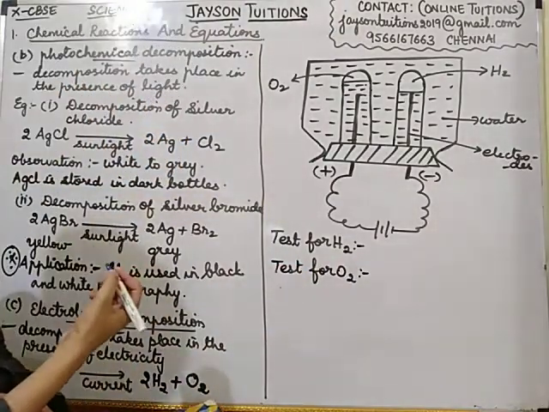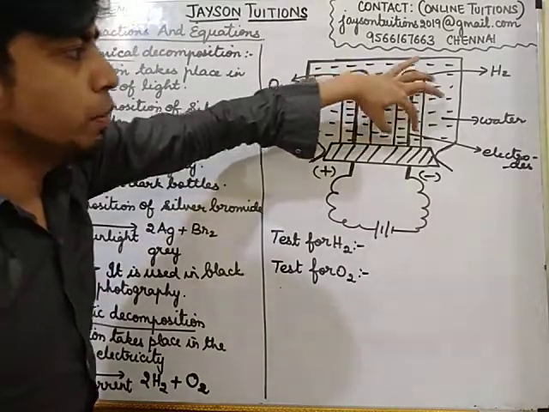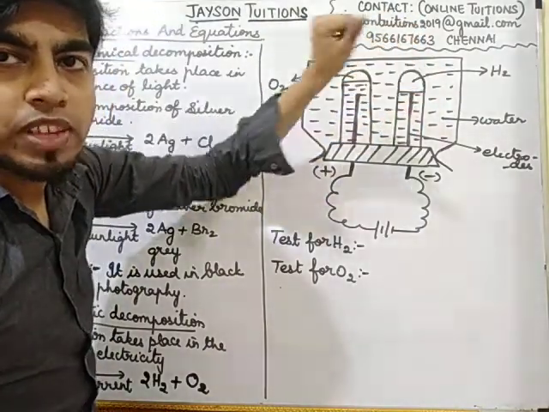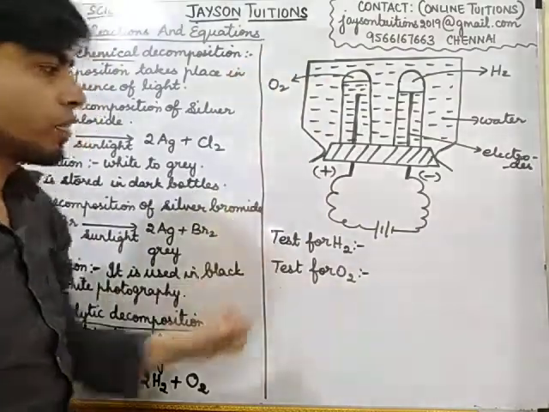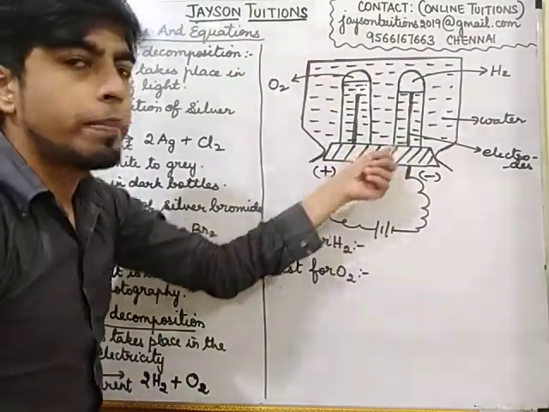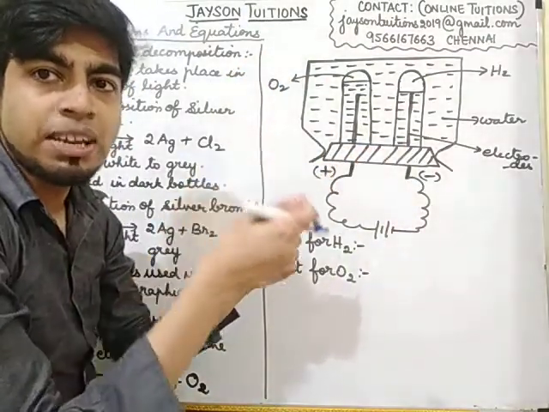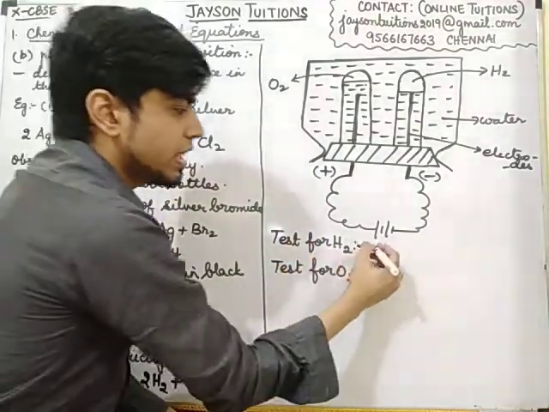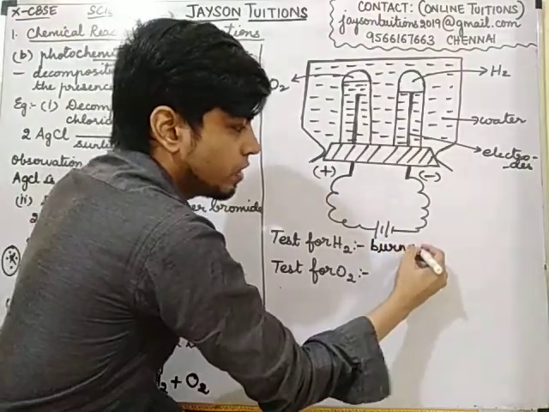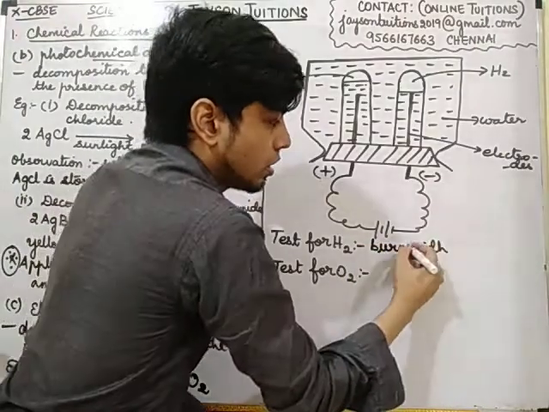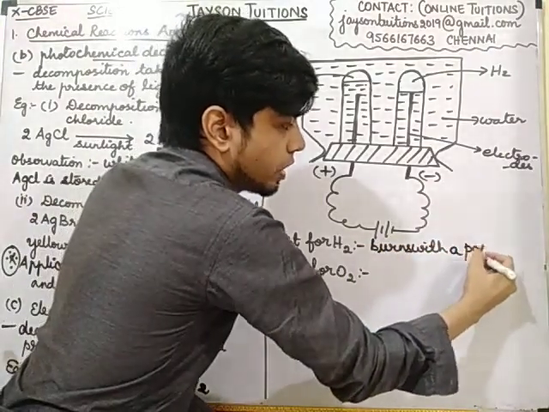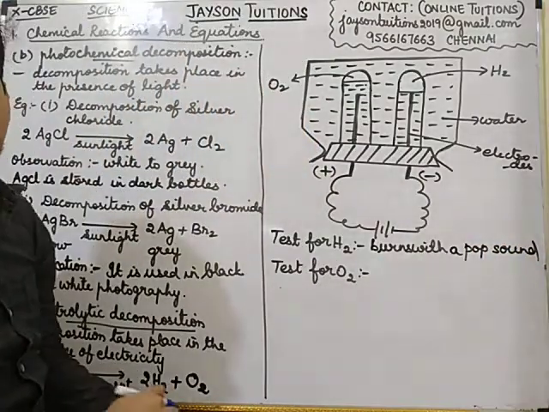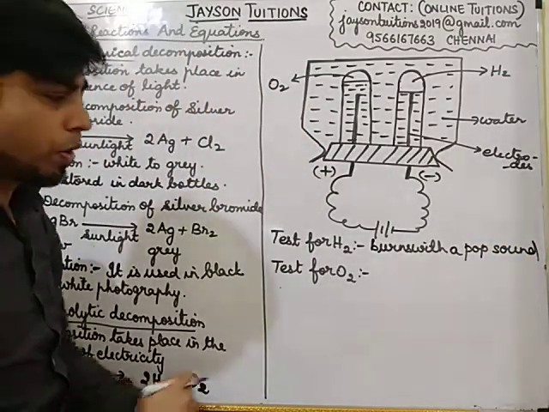What you have to do is remove this test tube slowly and close the test tube with the help of your thumb. If you bring it near a burning matchstick or burning splinter, this hydrogen gas will burn with a pop sound. The hydrogen gas burns with a pop sound.